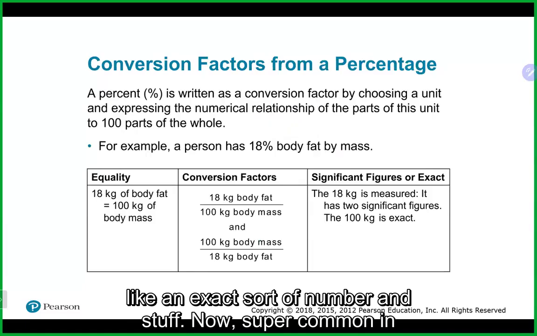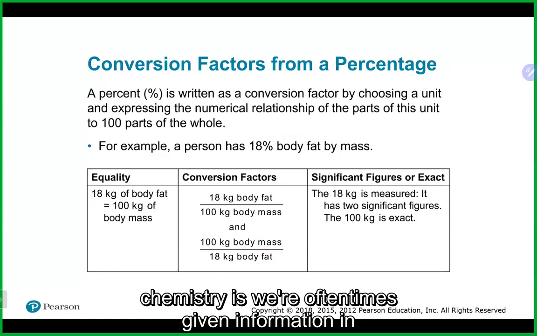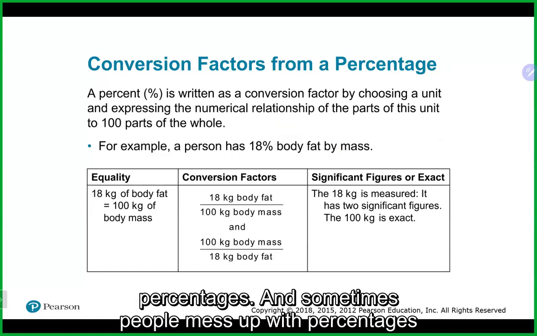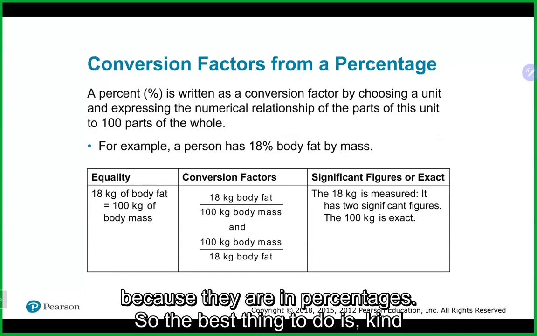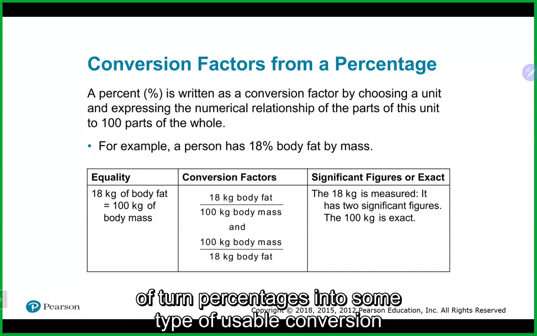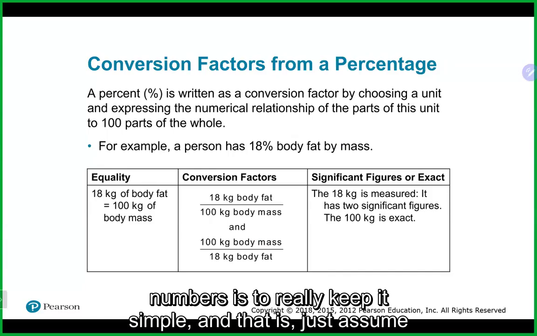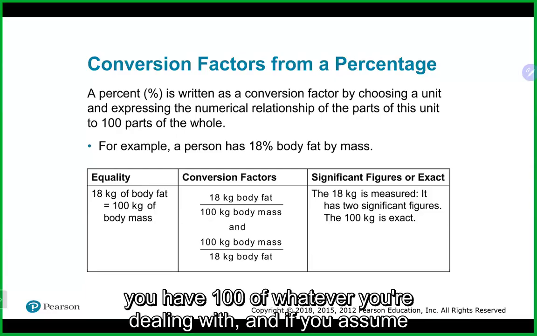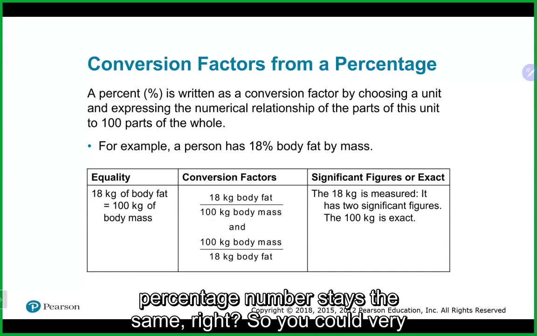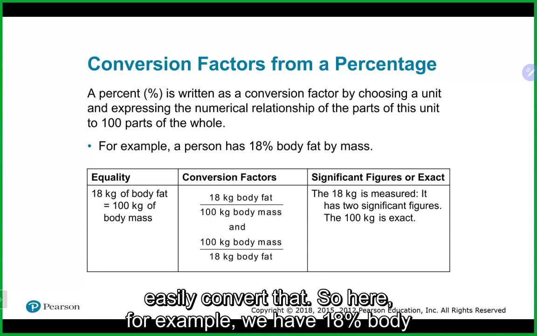Now, super common in chemistry is we're oftentimes given information in percentages, and sometimes people mess up with percentages. So the best thing to do is turn percentages into some type of usable conversion factor. And the best way to turn percentages into usable numbers is to really keep it simple, and that is just assume you have 100 of whatever you're dealing with. If you assume you have 100 of whatever you're dealing with, basically the percentage number stays the same, right? So you could very easily convert that.